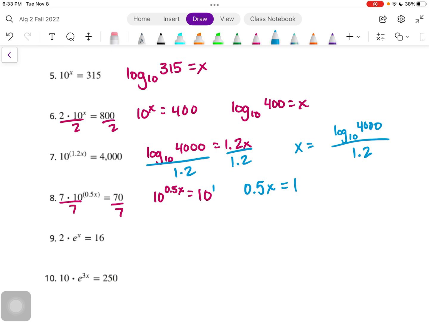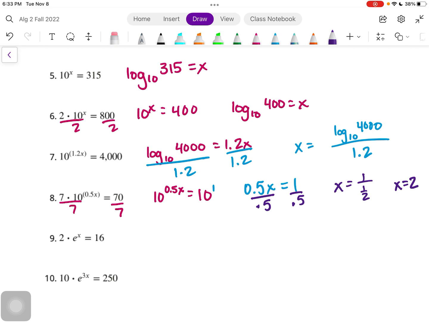And then I'm going to divide both sides by 0.5 or 1/2. And actually, I'm going to change that to a fraction. Well, here, we'll just do it this way. So x equals 1 divided by 1/2. And remember, if you're dividing by 1/2, you're really multiplying by 2. So x equals 1 times 2, which is 2.